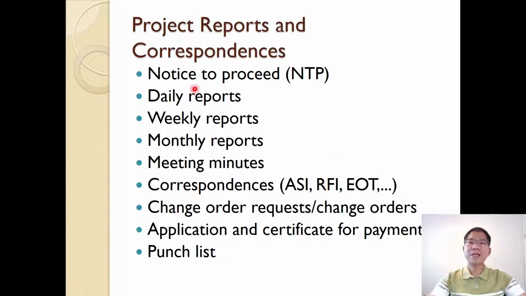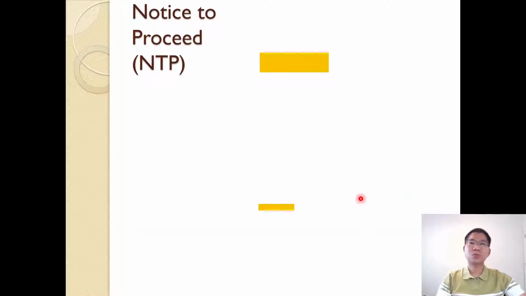And then we have daily reports, weekly reports, monthly reports, meeting minutes, correspondences, ASIs (architectural supplemental instructions), RFIs (requests for information), EOT (extension of time), change order requests, change orders, application and certificate for payment, and then the punch list. So let's get into each of them.